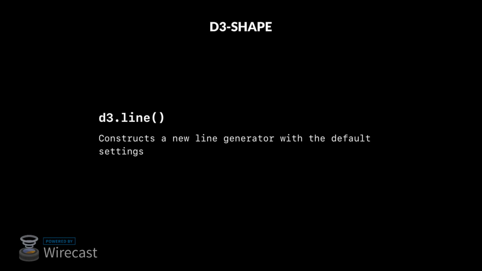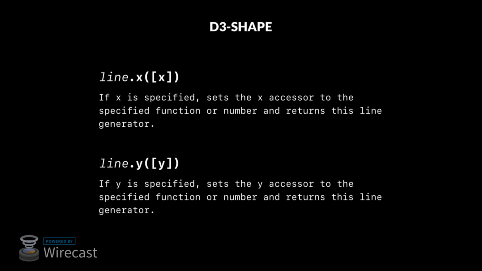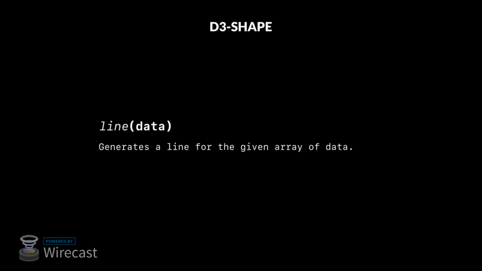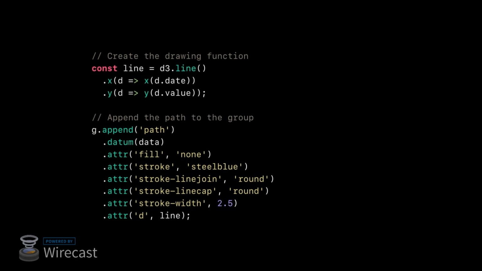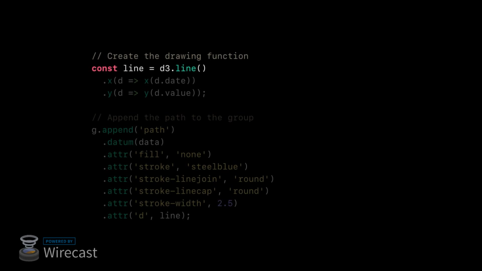So the D3 line function returns you a new line generator with the default settings. And a line generator is an object that has these two methods, x and y, to which you need to pass an accessor function that tells you from a given data how to find the x coordinate and how to find the y coordinate. Lastly, you can call the line generator. You can just call it, passing in the data, and you get back a string that is the correct path for your SVG line. And if we take a look again at the D3 code, that's exactly what's happening here.